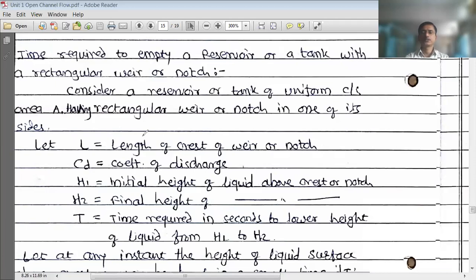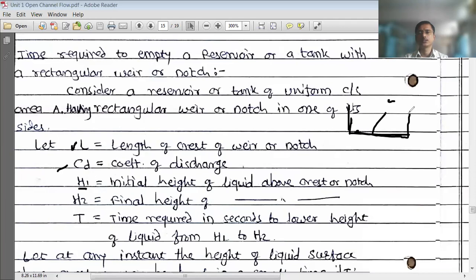For that purpose, let us define some terms. Let capital L be the length of the crest. We are talking about a rectangular weir. Let this be the crest, length L. CD is the coefficient of discharge. H1 is the initial height of liquid above the crest level.